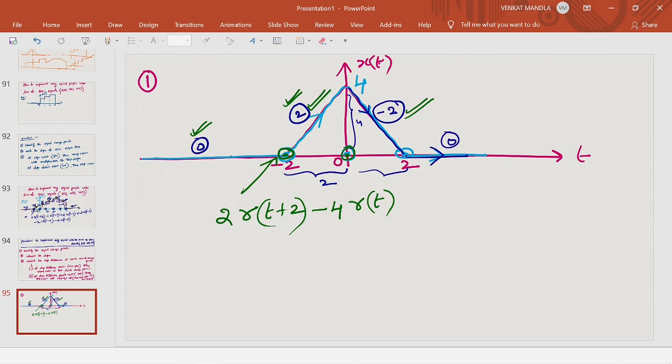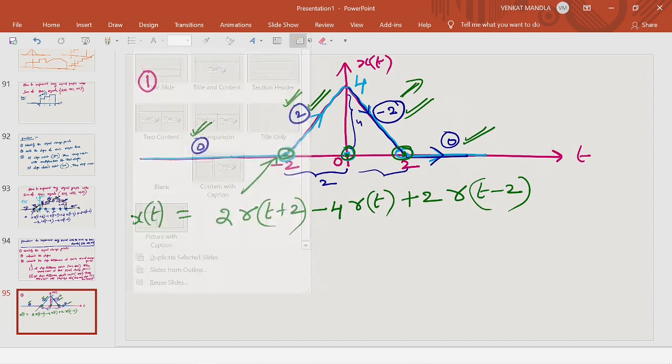Next, t equal to 2 is the signal change point. Final slope is 0 and initial slope is minus 2. So 0 minus of minus 2, plus 2. Slope difference exists, so ramp exists. That is 2 times r of t minus 2. Okay, this is x of t represented as the sum of basic signals.